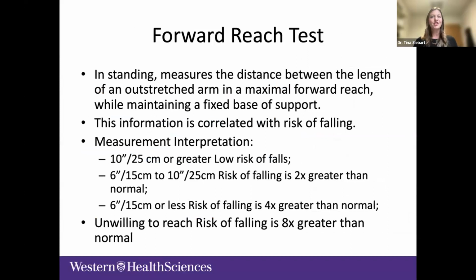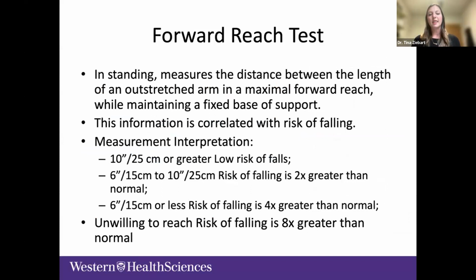The forward reach test, I think this one's a little more unique. Fewer people are familiar with it, but I think it's a really good one for looking at, again, that functional risk for falling. So this test is you have somebody standing against a wall, and then you're seeing how far they can reach their arm forward while keeping their feet planted on the ground.